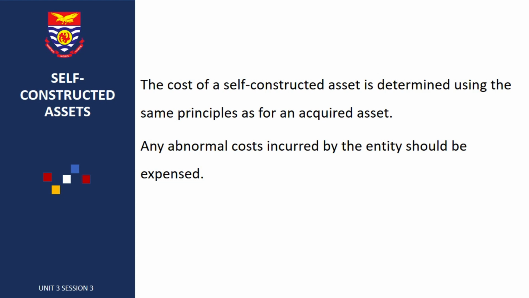So the same principle, when you went and bought the asset, the cost you incurred, you do the same thing when you yourself are putting up the asset now. Then any abnormal cost incurred by the entity should be expensed. Any abnormal cost in the process of constructing the asset by yourself should be expensed by the entity. So let's say there is an industrial strike action. As a result, your employees couldn't work, but you have to pay them. You need to expense those ones.